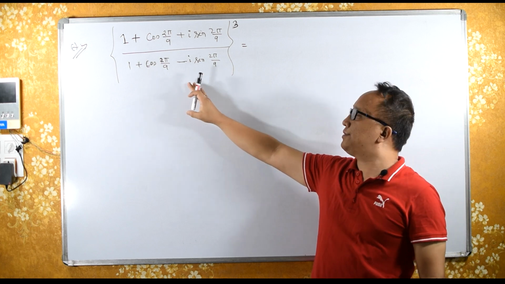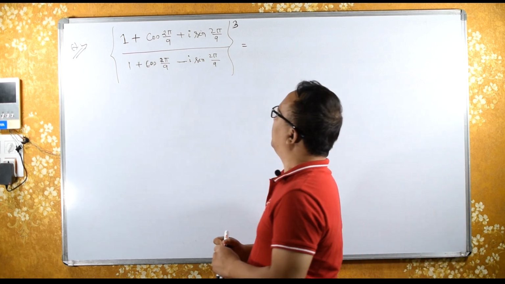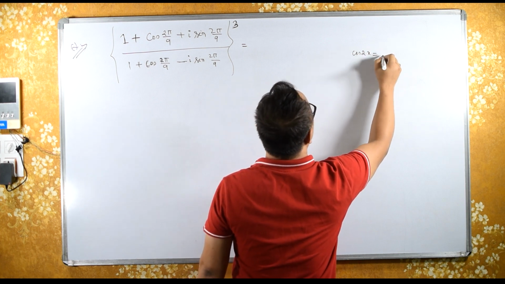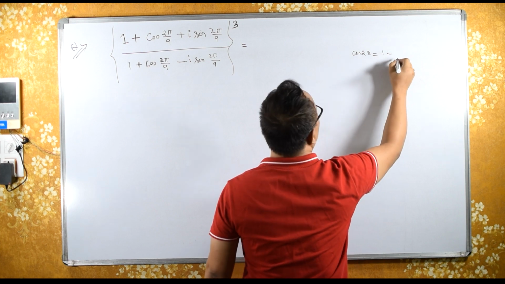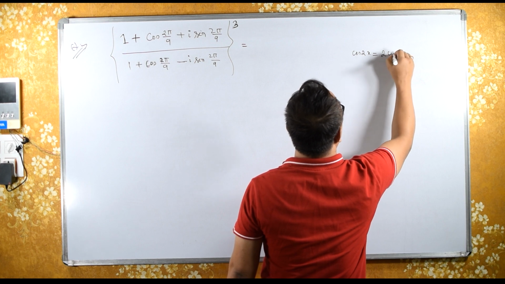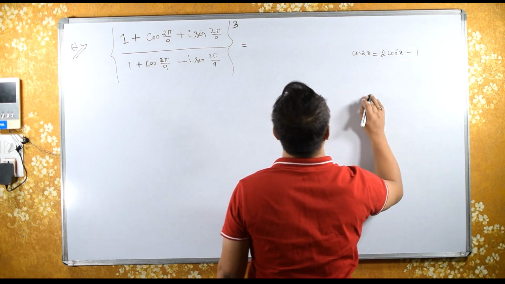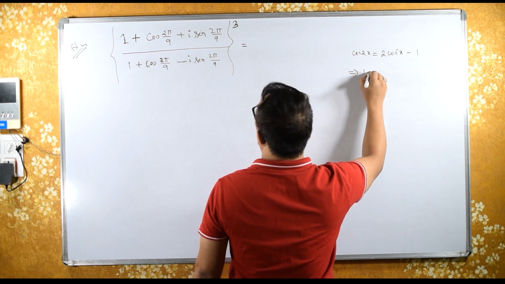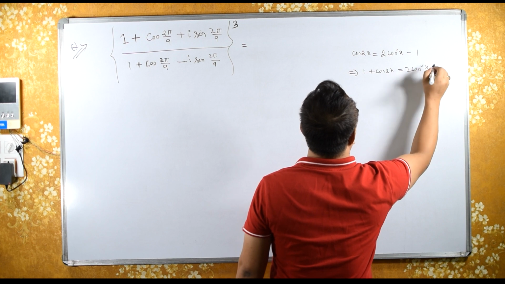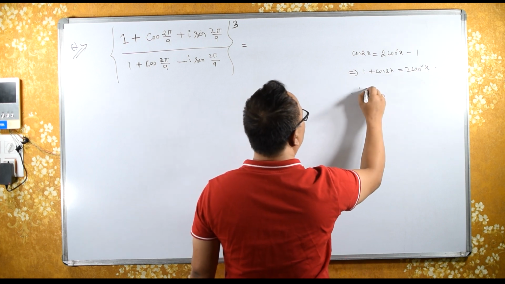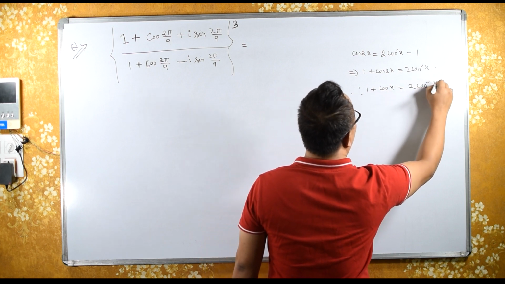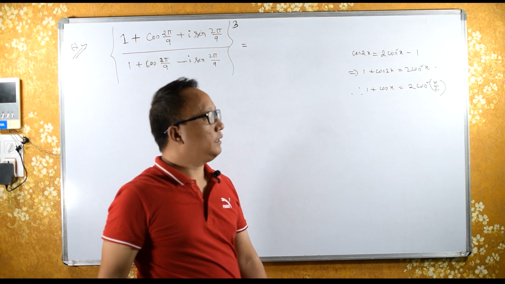In this question we will be using trigonometric identities. Remember, cos of 2x equals 2 cos square x minus 1, which implies 1 plus cos of 2x equals 2 cos square x. Therefore, I can write the half angle form: 1 plus cos of x equals 2 cos square x by 2. This we have as a formula.